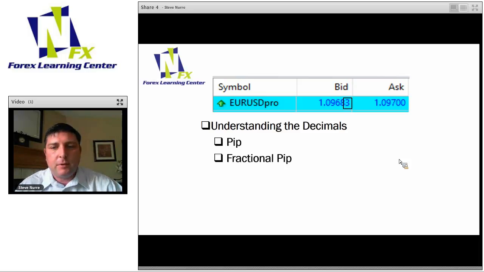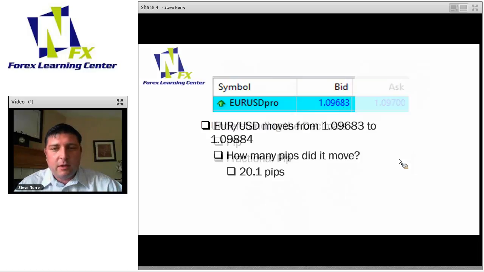Just so I understand that you're getting this, to understand the way the pips move, if the euro dollar were to move from 1.09683 to 1.09884, how many pips did that move? So if you look, how many pips did it move? If this is 1 pip, that would be 10 pips. This would be 100 pips. This would be 1,000 pips. This would be 10,000 pips.